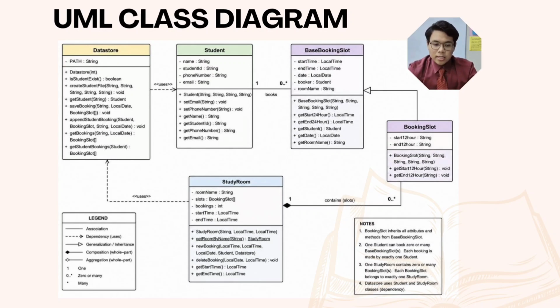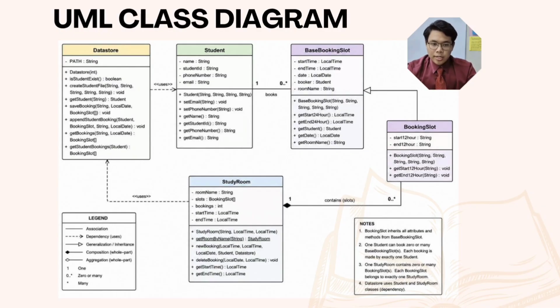The third class is base booking slot. This is the parent class that stores the common booking information, such as the booking date, start time, end time, room name, and the student who made the booking. Since every booking stores the student who booked it, base booking slot is associated with the student class. Next is the booking slot class.